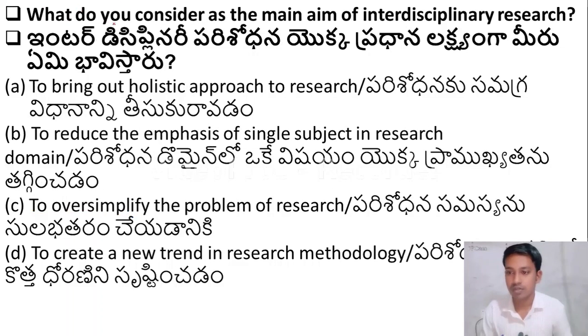The next question, what do you consider as the main aim of interdisciplinary research? Option A, to bring out holistic approach to research. Option B, to reduce the emphasis of single subject in research domain. Option C, to oversimplify the problem of research. Option D, to create a new trend in research methodology. Here the correct answer is option A, to bring out holistic approach to research.